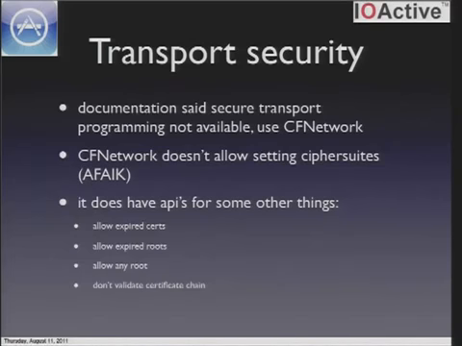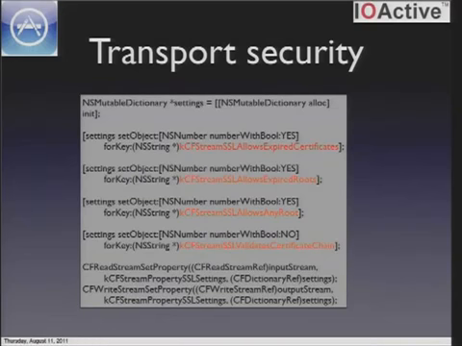The documentation I quoted earlier mentioned CFNetwork, and CFNetwork, as far as I understand, doesn't allow setting cipher suites, but it allows you to set a few other things. It allows you to say we use expired certs. It allows any root. It allows not validated certificate chains. So you can do all these things, and this is kind of what it looks like. If you're writing Objective-C code, you set these few bits, and then all of a sudden you just allow anything in.